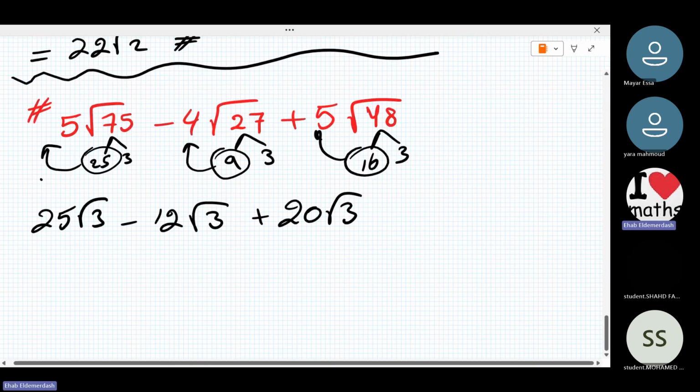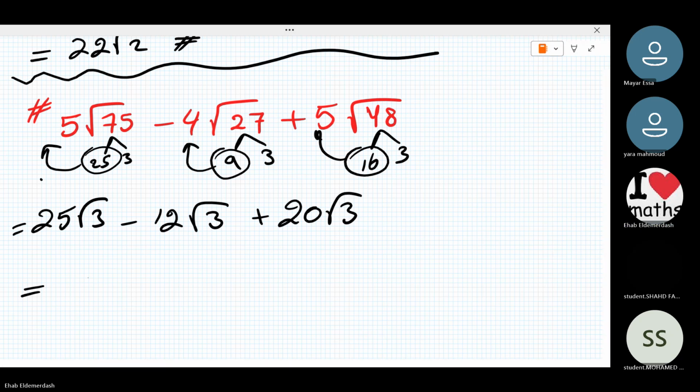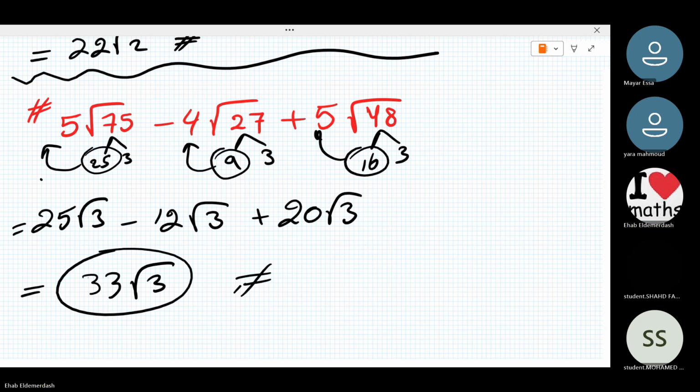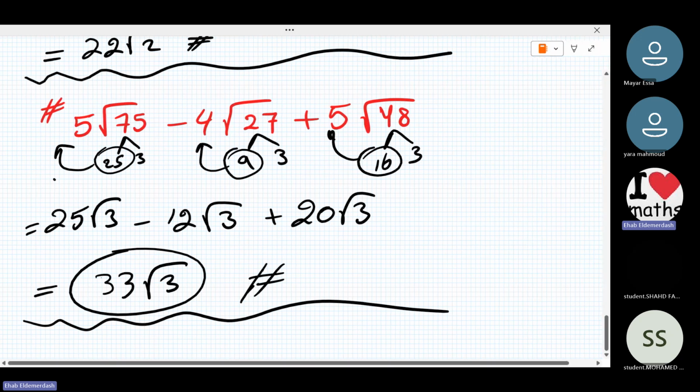Now, all of the terms are talking about root 3, so we can easily find the answer. 25 minus 12 is 13. 13 plus 20 is 33 root 3. That's it. So we found the answer of the expression.